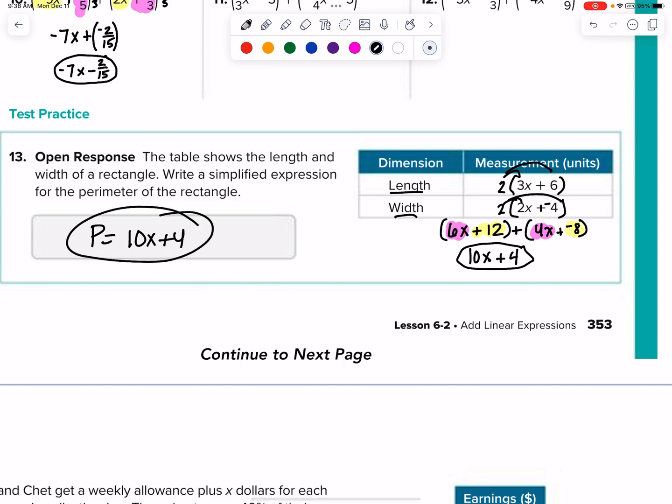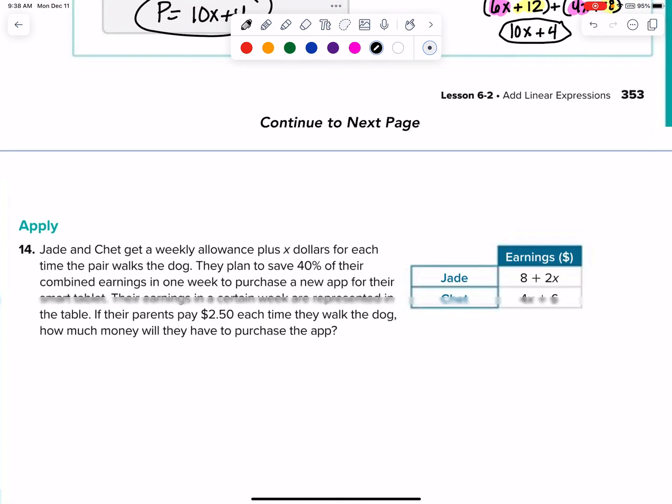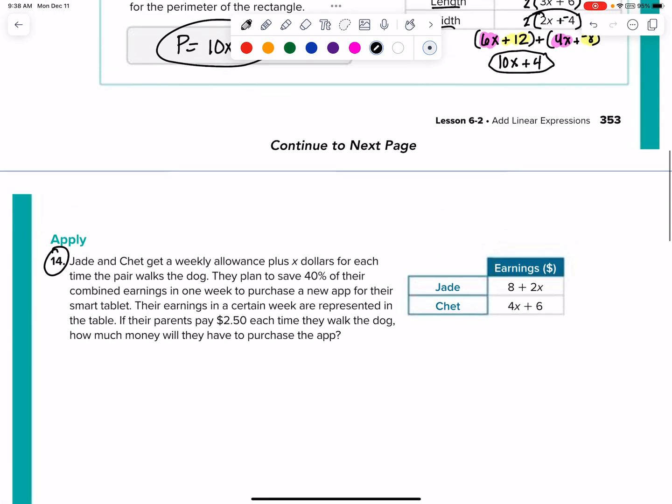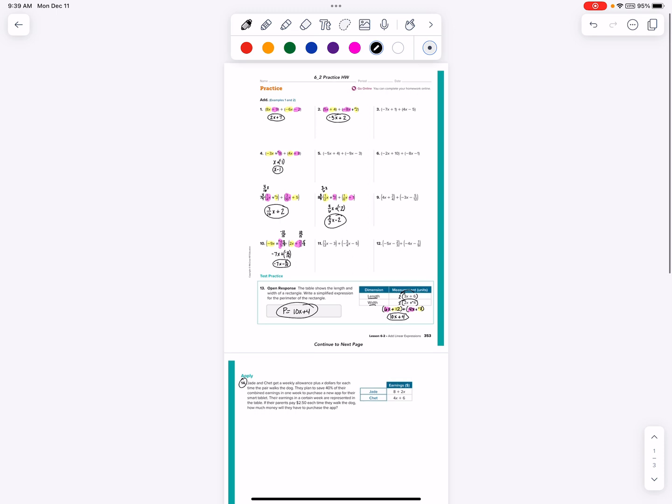Okay, all right. Continue the next page. The apply is just like the notes. So this will be for you to do. You can go back to the notes to review that if you need. All right, so there's your homework. Let me know if you have any questions. Okay, take your time, do everything that I taught.